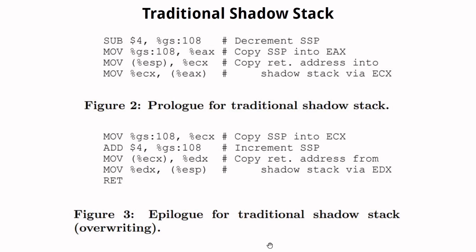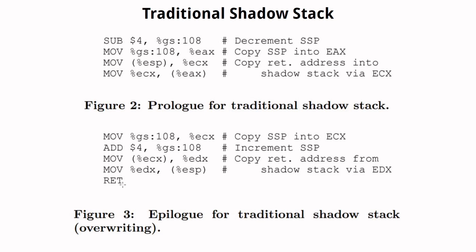So let's look at this piece of code. We are actually copying from the shadow stack back to the main stack. First, we move our shadow stack pointer to ECX. So ECX has our shadow stack address. Then we add 4 to that, increment that. Then we move whatever it points to into EDX. So the address on the shadow stack is moved to EDX. Then we move the value in EDX to what ESP points to. And ESP points to the main stack, the return address on the main stack. So this instruction basically overrides that. We don't care what is on the main stack. We override that. Then we return. So return just takes whatever ESP points to and returns to that place.